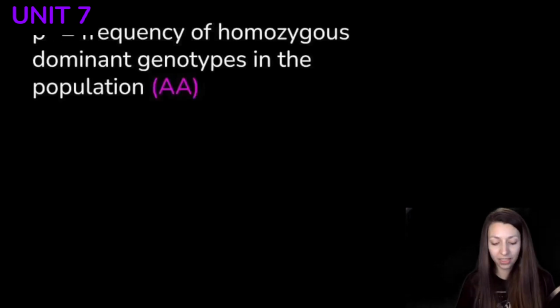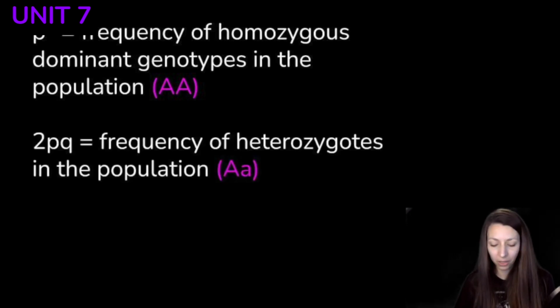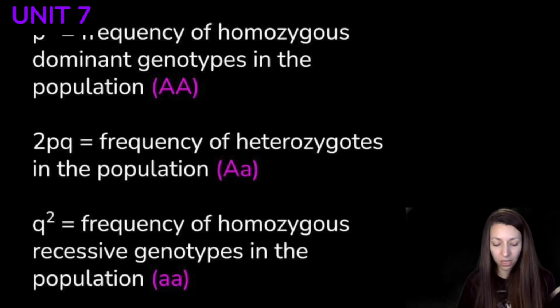P squared is the frequency of homozygous dominant genotypes in the population. So for example, big A, big A. 2PQ is going to be the frequency of the heterozygous genotype in the population, so big A, little a. And then you guessed it, Q squared is going to represent the frequency of the homozygous recessive genotype in a population. So if you're confused already, just make sure you come back to this key so you know which letters are going to represent which genotypes and allelic frequencies.